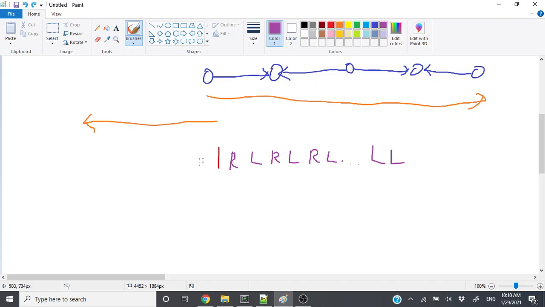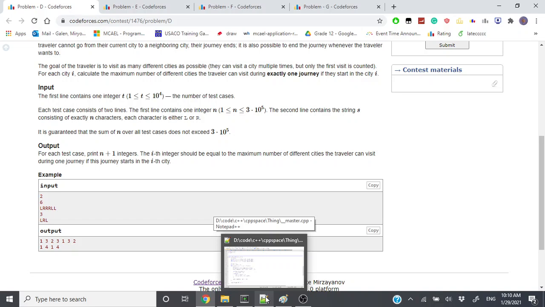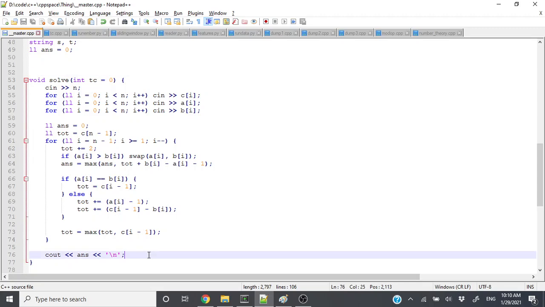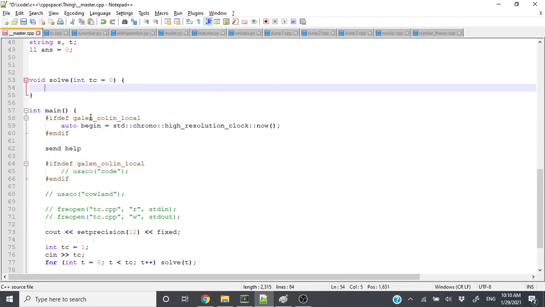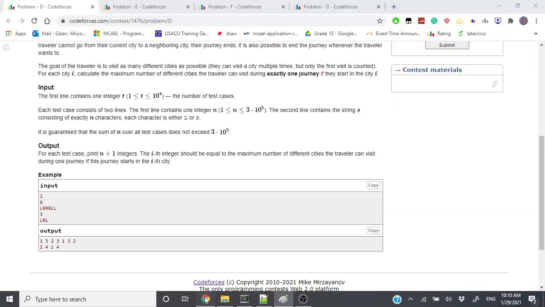And so on the left side, we want the longest sequence of L, L, and then R, and then L, and then R, and then dot, dot, dot. So this, I guess, can be done with DP. And I suppose that does it. So it's kind of weird the way this works.